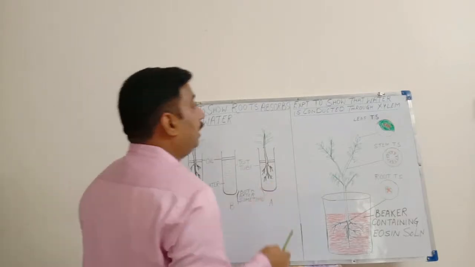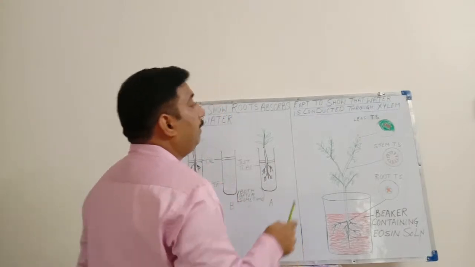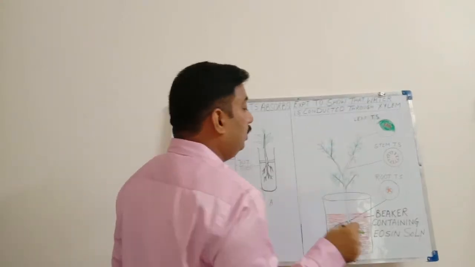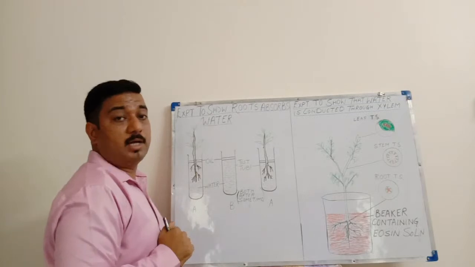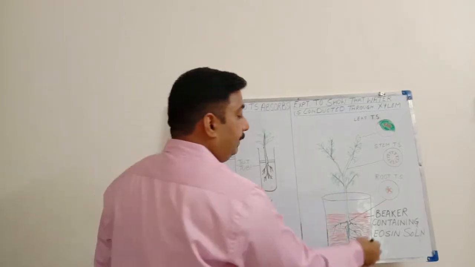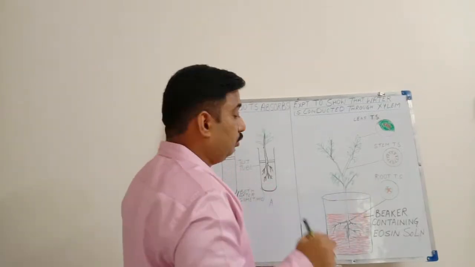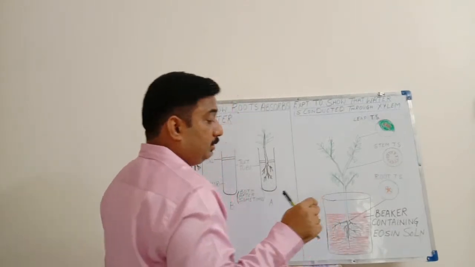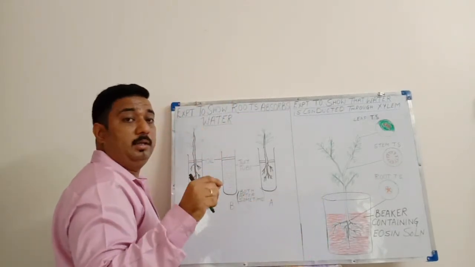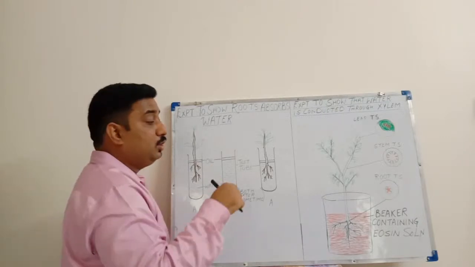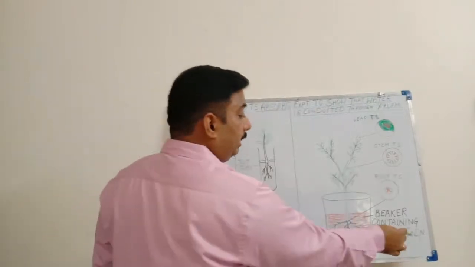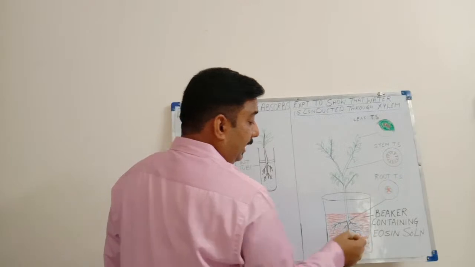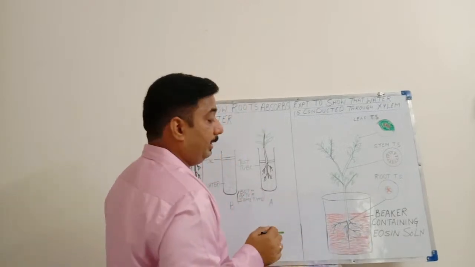Let us come to the next experiment. The next experiment is to show that water is conducted through xylem only. For this, we are supposed to take a beaker. In the beaker, we are supposed to take water in which eosin, a kind of dye, is dissolved, or a beaker containing eosin solution. We have to take this. This eosin is red in color.